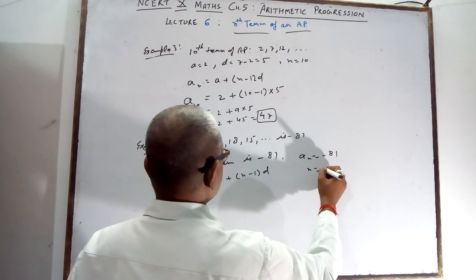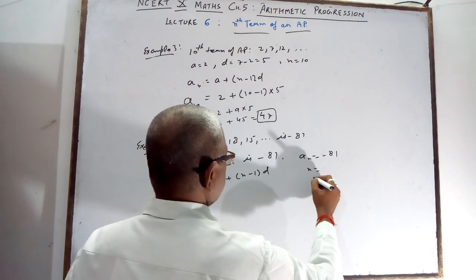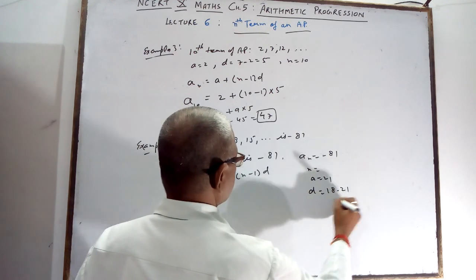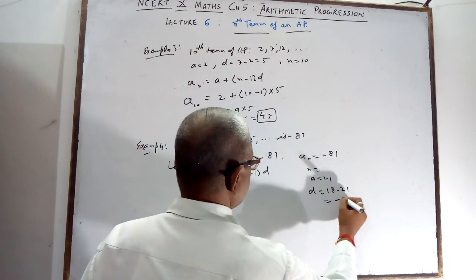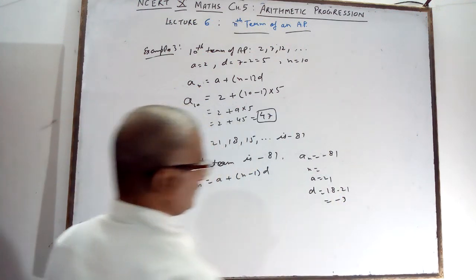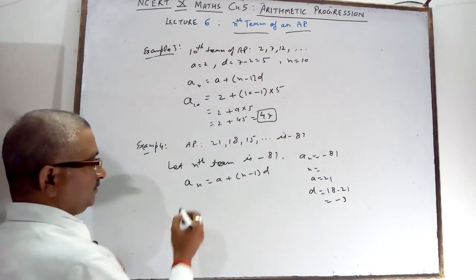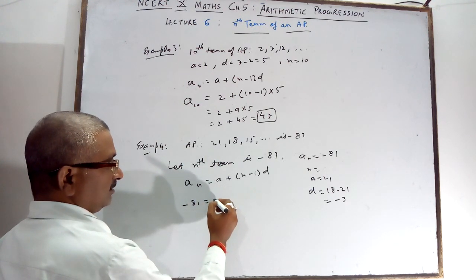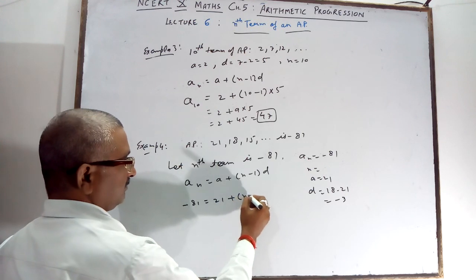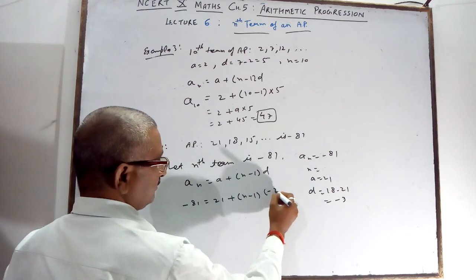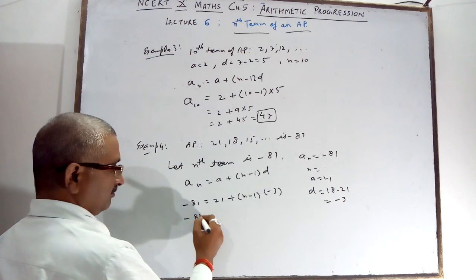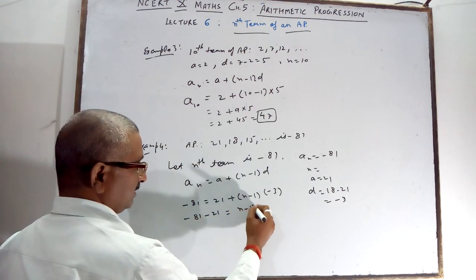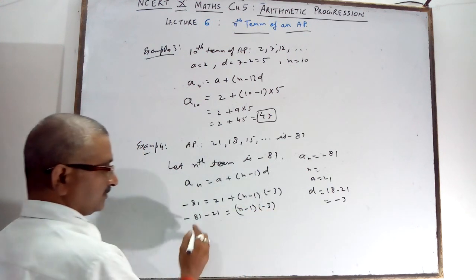N is not given. A is equal to 21. D is equal to 18 minus 21, which is minus 3. Common difference is minus 3. So, minus 81 is equal to 21 plus n minus 1 times D. D is minus 3. Solve: minus 81 minus 21 is equal to n minus 1 into minus 3.